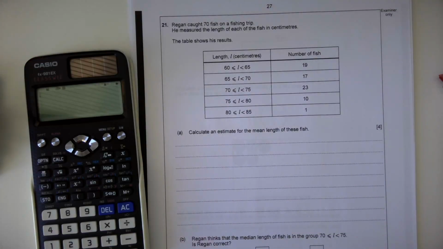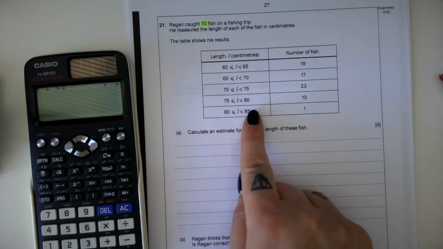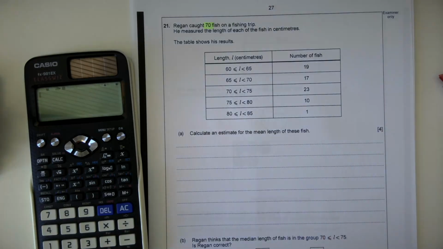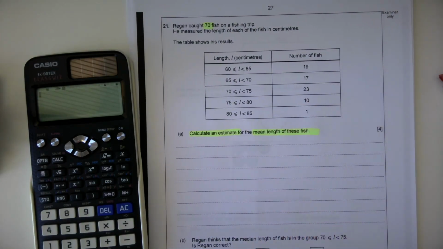Question 21. Regan caught 70 fish on a fishing trip. He measured the length of each of the fish in centimetres. The table shows his results. So we've got the range of lengths, the number of fish that fell within those ranges. Part A, calculate an estimate for the mean length of the fish.